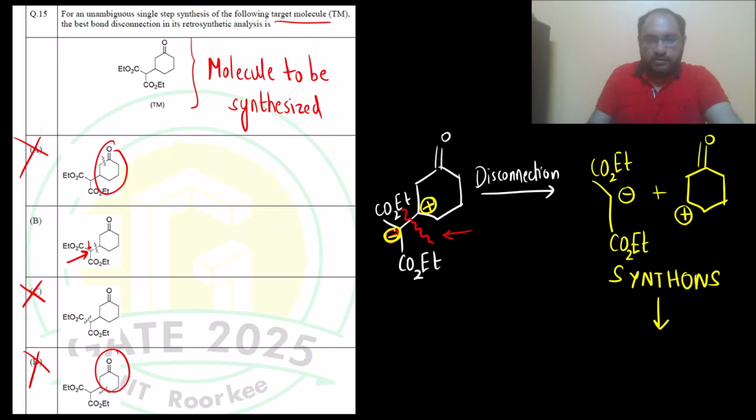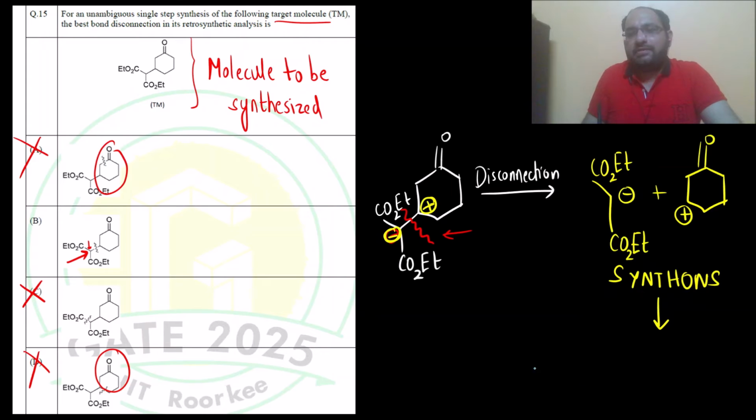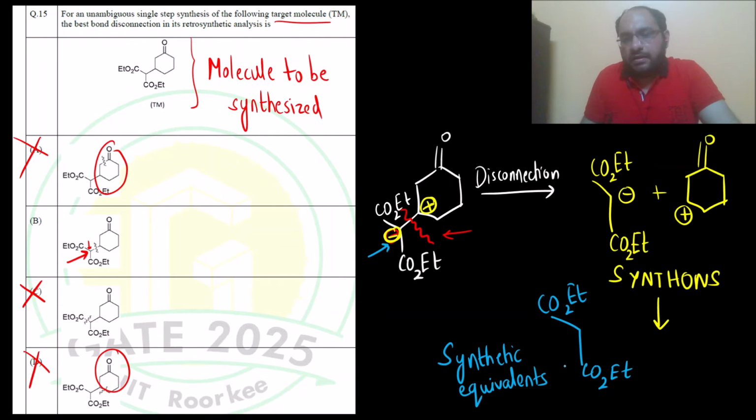Now this fragment you can get from some other molecule, that is a starting material. They are called synthetic equivalents. So from where can you get this negative charge? From the corresponding diester molecule. Okay, you add a minus charge, you add what? You add hydrogen. So one starting material is this. This is diethyl malonate, 3 carbon. The dicarboxylic acid is malonic acid.